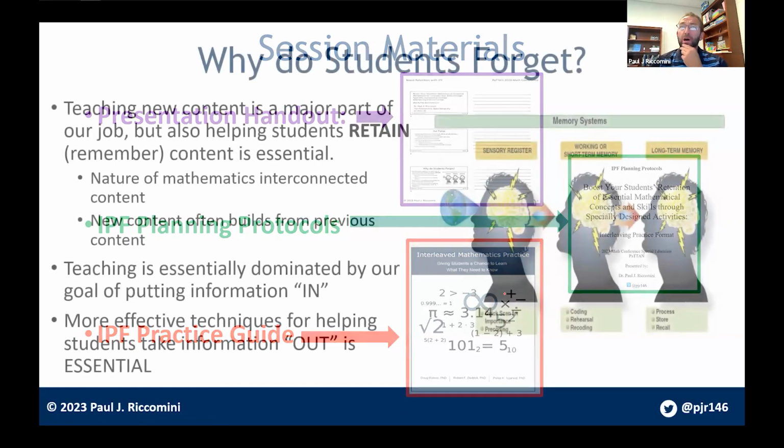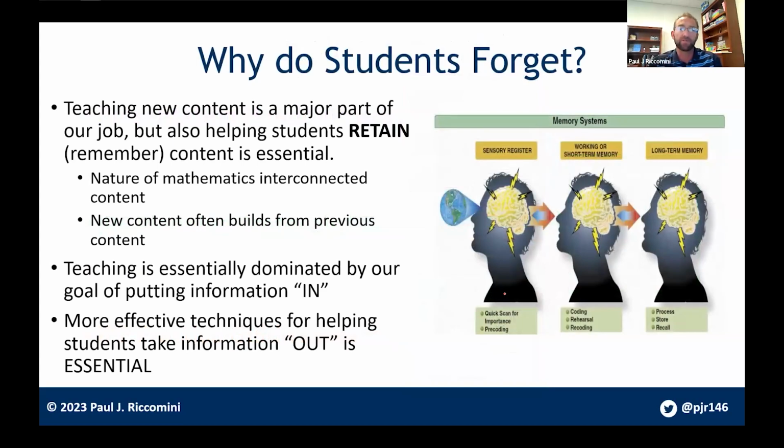All right, so why do students forget? I need everybody to reboot from whatever you had been doing in your previous session and think about what you do in your classroom to help kids remember what they have learned.